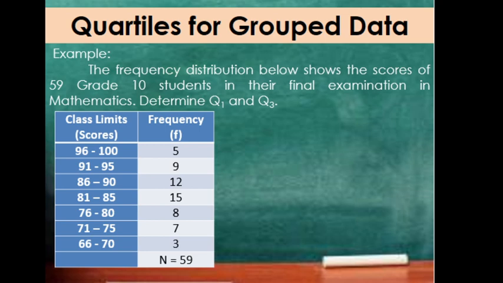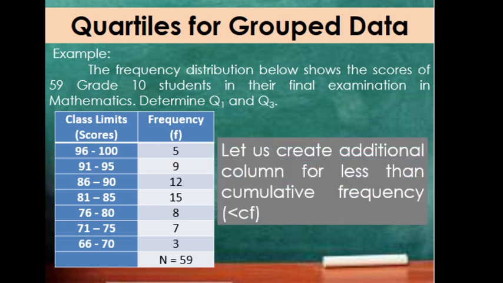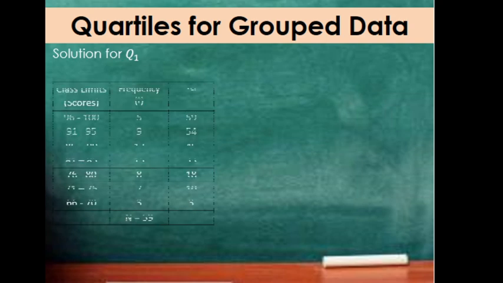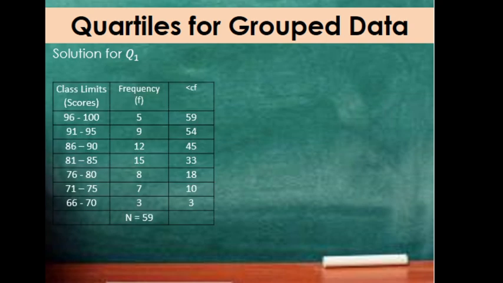So first, what we will do is create an additional column for the less than cumulative frequency. Okay, so this is the solution for quartile 1, or the lower quartile. And this is the frequency distribution with less than cumulative frequency. So, how do we get the less than cumulative frequency? We just need to add the given frequencies.